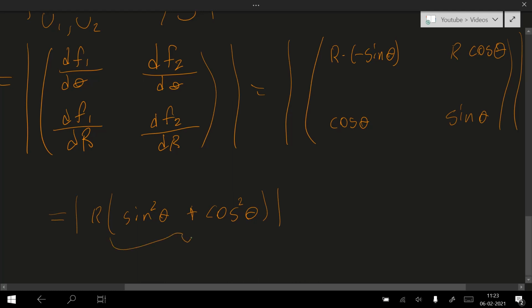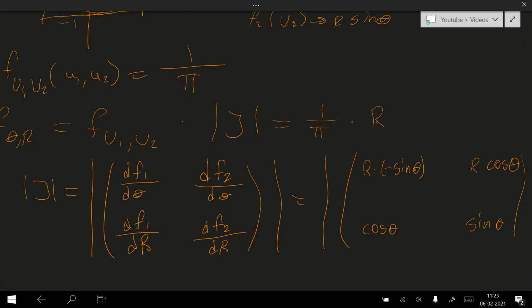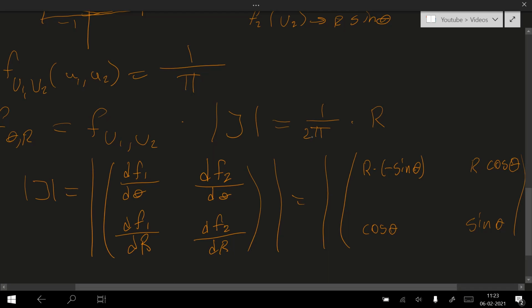Then it's a well-known result that this is equal to 1. I will not prove that. So we get that this is equal to r. So if we go up here, we can write this as 1 over pi multiplied by r. Now we can write this in a different way. We can write this as 1 over 2 pi multiplied by 2r.